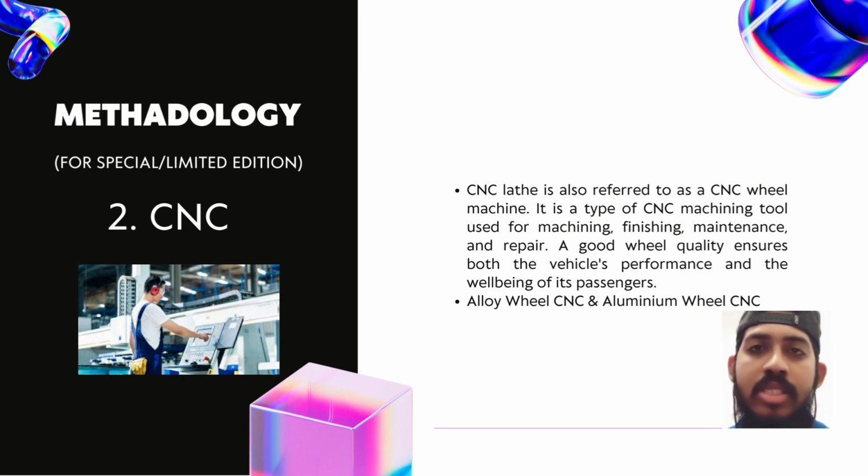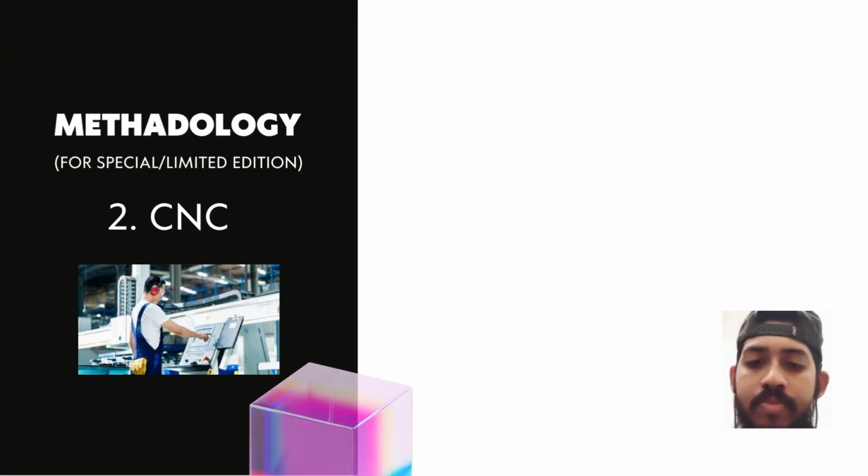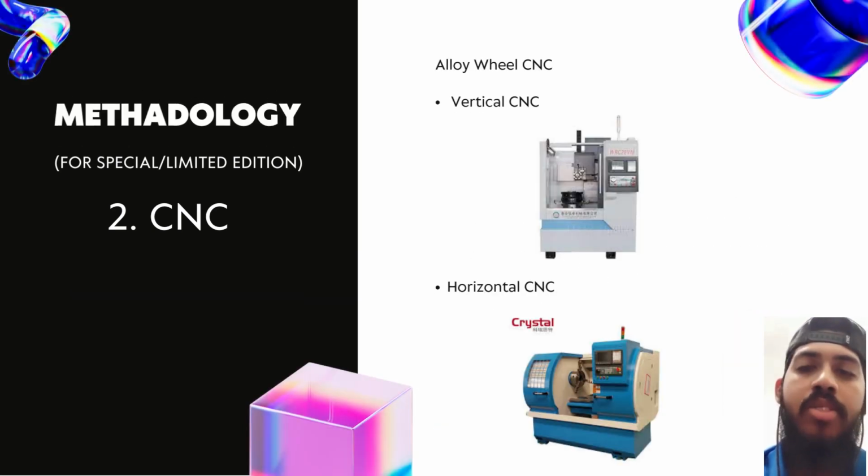From the CNC, there are two types: one is alloy wheel CNC and the second one is aluminum wheel CNC. The first one is the alloy CNC machine, which is utilized for the production or repair of wheels.